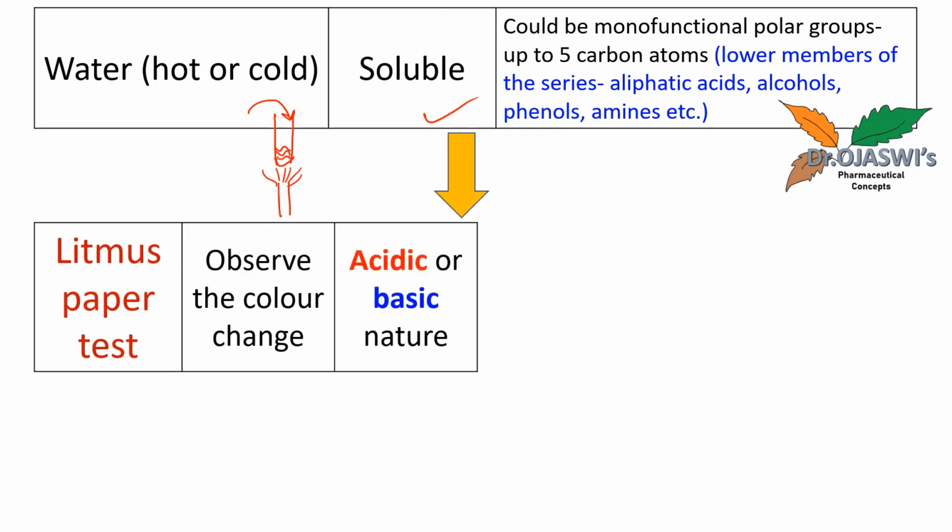Then after this, we can perform the litmus paper test. From this solution, with the help of a glass rod, we can put a drop of solution on the litmus paper and observe the color change. If the color changes to red, then the compound is acidic. If the color changes to blue, the compound is basic in nature. There are 3 types of litmus papers: acidic litmus paper, basic litmus paper and neutral litmus paper.